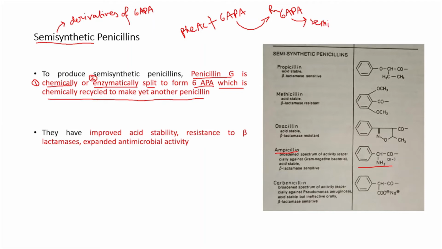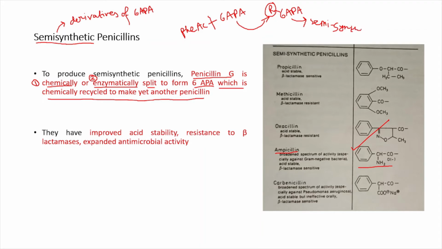So first you have to break this bond in penicillin G between phenylacetic acid and 6-APA. Then you will isolate the 6-APA, which now has a free R group at the 6th position where you can add your suitable side chain precursor. In the case of ampicillin, if you look at this diagram, the side chain precursor is this one. You will add this side chain precursor, and you will get the ampicillin. In a way, you have prepared the semi-synthetic penicillin from a natural penicillin.